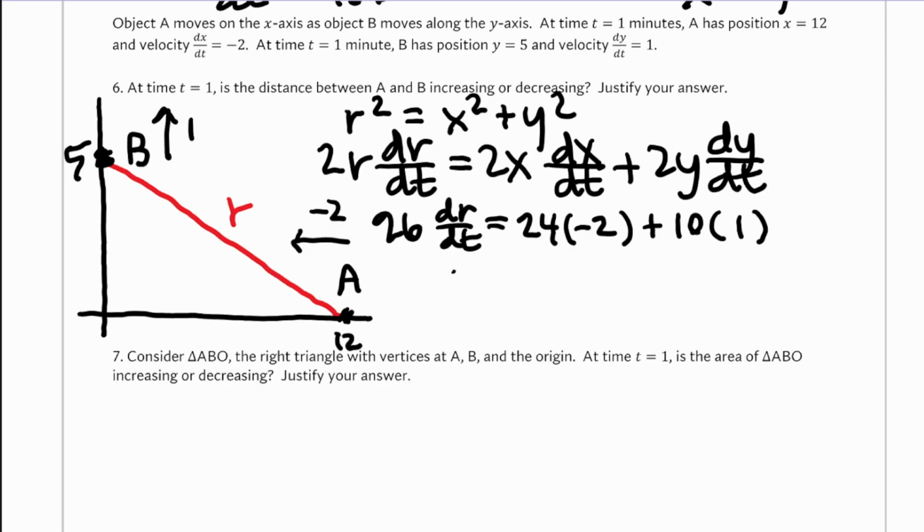All right, so dr/dt is going to be negative 48 plus 10, which is negative 38, divided by 26. Okay, that's negative, so the distance is decreasing.